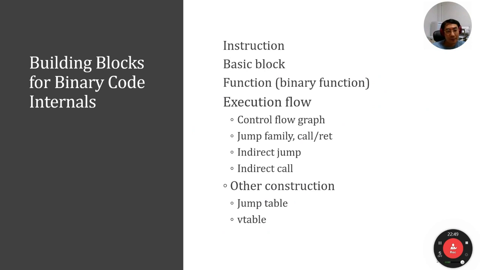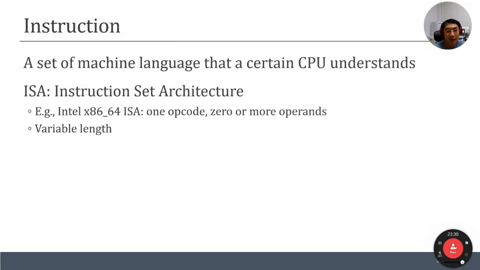So, the building blocks for binary code internals. These are important building blocks to understand binary code a little bit more. So instruction, this is the one that you saw in previous slides. Basic block and function. Here the function is the binary function, which is slightly different from the function that you define in a source code, but similar. And we are going to look at execution flow and see other constructions for the binary. So, instruction.